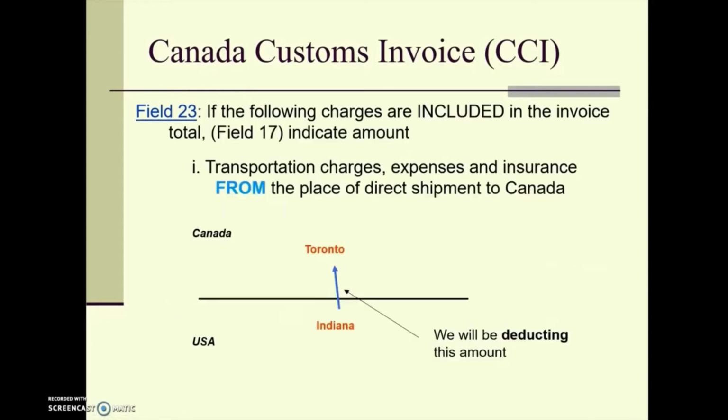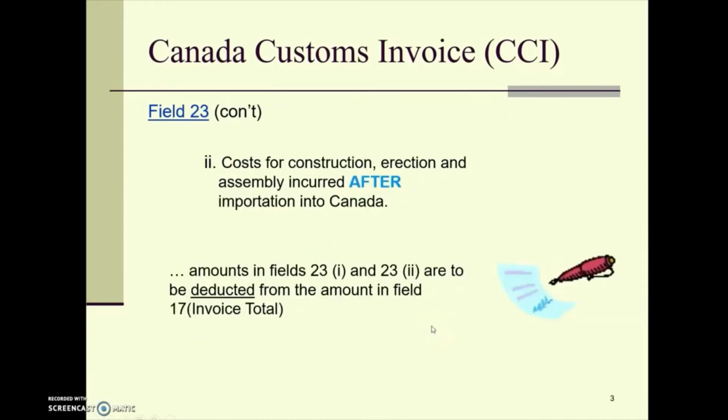So, in review, field 23I, international transportation charge, if it is included in the price, we can deduct it. Field 23II, installation costs, if it's included in field 17, we can deduct it.